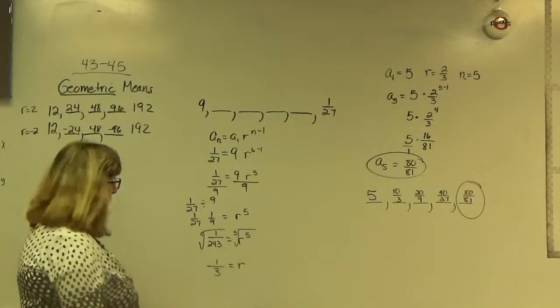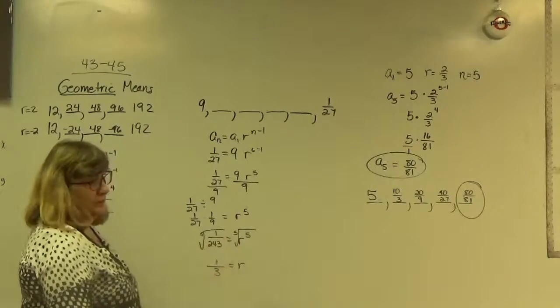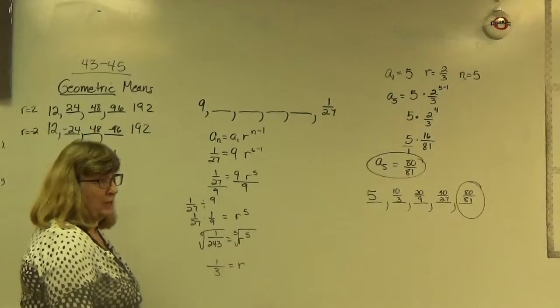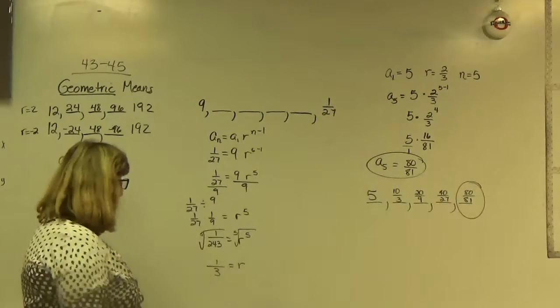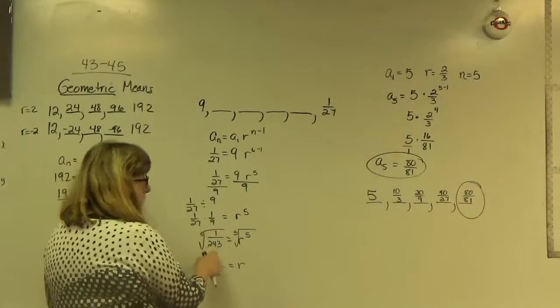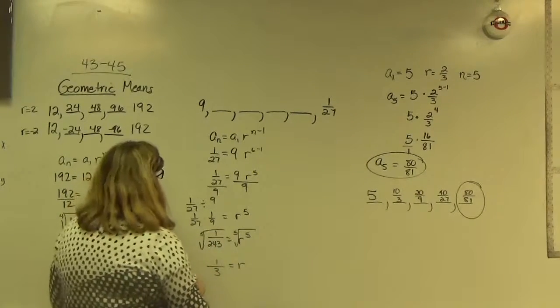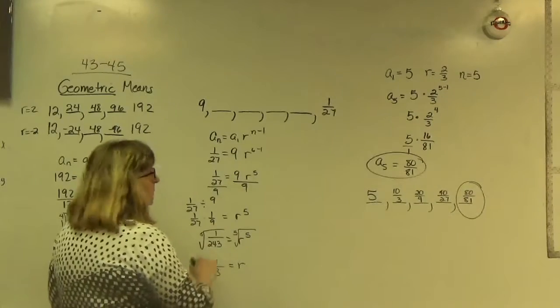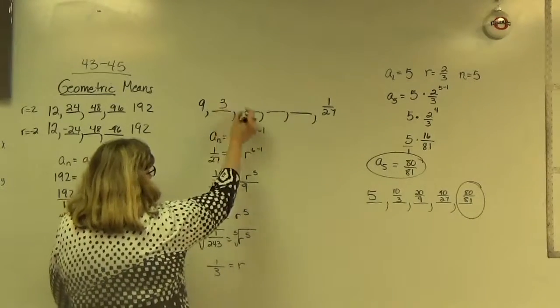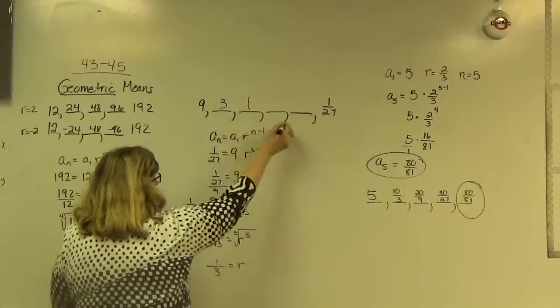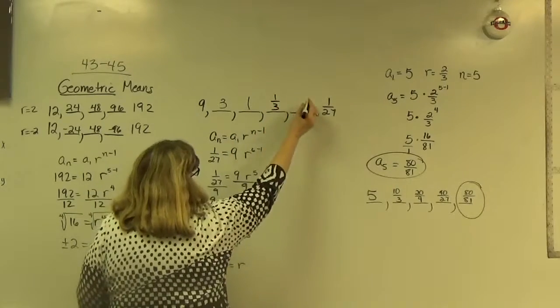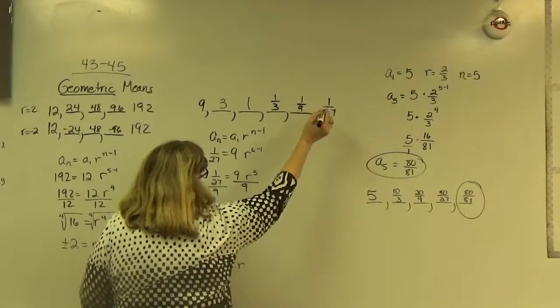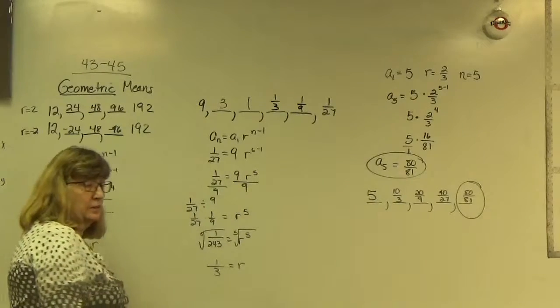Positive, negative? No, it's odd. If it's even, that's when you have positive and negative. Odd is just what you get. Because if this was a negative 1 over 243, it'd be a negative 1/3. So that means we've got to multiply by 1/3. So 9 times 1/3 is 3, times 1/3 is 1, times 1/3 is 1/3, times 1/3 is 1/9, times 1/3 should be 1/27, and it does check out.